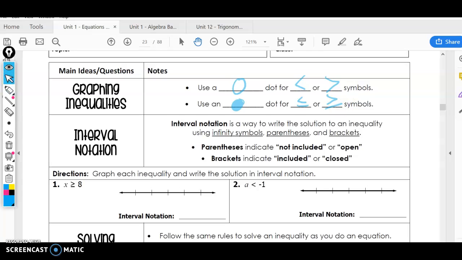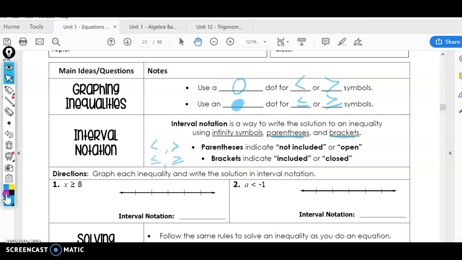There are two types of notation we're going to learn. The first notation is called interval notation. It's a way to express our solution using parentheses or brackets. You're going to use parentheses when the dot is open. So parentheses for these symbols that mean an open dot. And you're going to use brackets for when the dot is closed, with the equal to sign underneath.